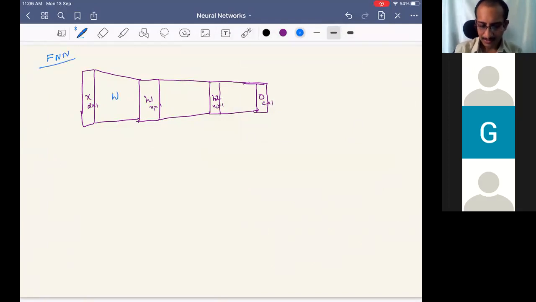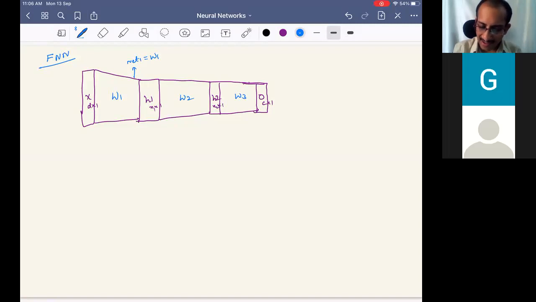The weights are W1, W2, and W3. Given all this, if you want to write the corresponding forward and backward propagation equations, or the parameters, what do we write here? Assume this is net one. How do I write net one? Quick answers are welcome now, because we have discussed this. W1 into X transpose. Is it X transpose?